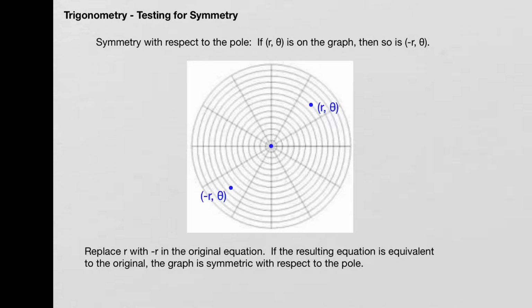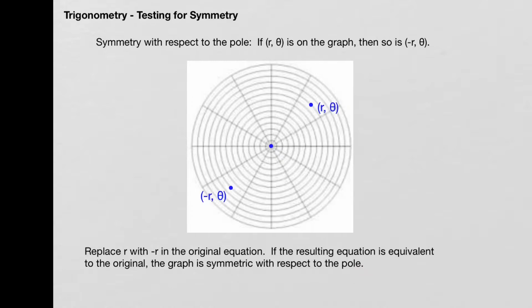So in order to test for symmetry about the pole, and the pole is really just the origin, we check to see if we have the point r comma theta on the graph. Do we also have the point negative r comma theta? So if for every point r comma theta, negative r comma theta is also a point on the graph, then we have symmetry about the pole or the origin. So to check for this, we're going to replace r with negative r in the original equation. And if that resulting equation simplifies to the original, then the graph is symmetric with respect to the pole.